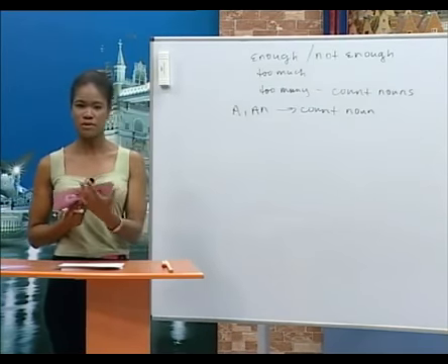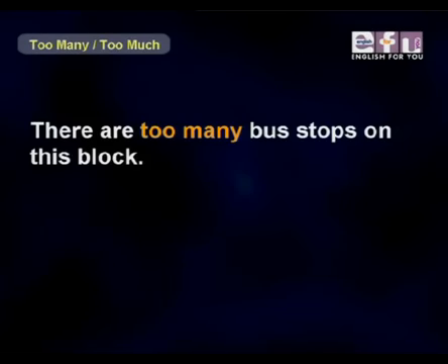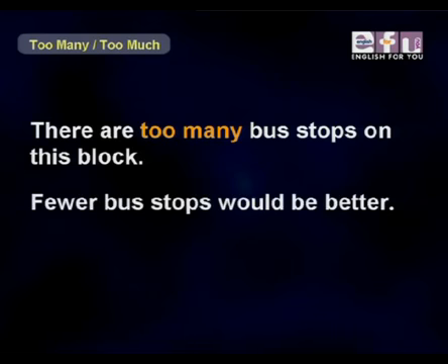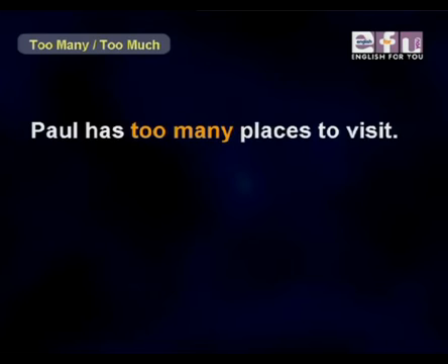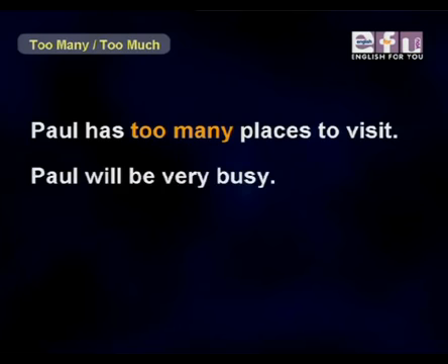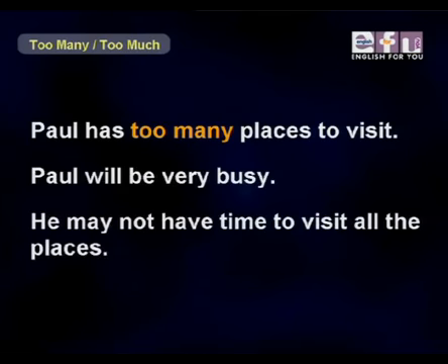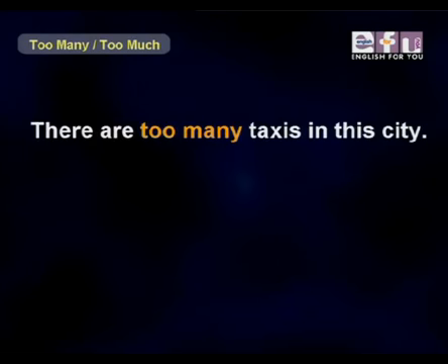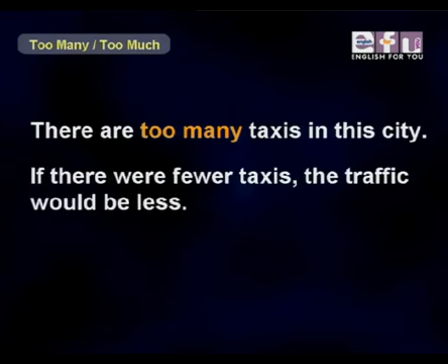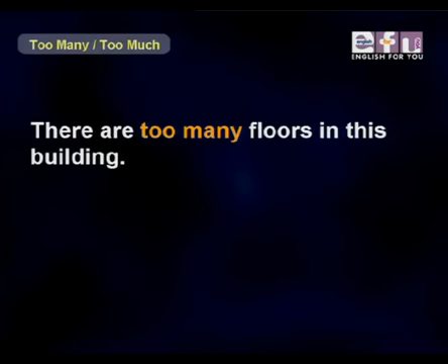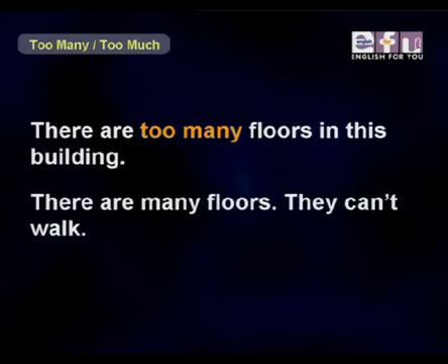Let's look at some more examples. There are too many bus stops on this block. Fewer bus stops would be better. Paul has too many places to visit. Paul will be very busy. He may not have time to visit all the places. There are too many taxis in this city. If there were fewer taxis, the traffic would be less. There are too many floors in this building. There are many floors, so they can't walk. They must take the elevator.